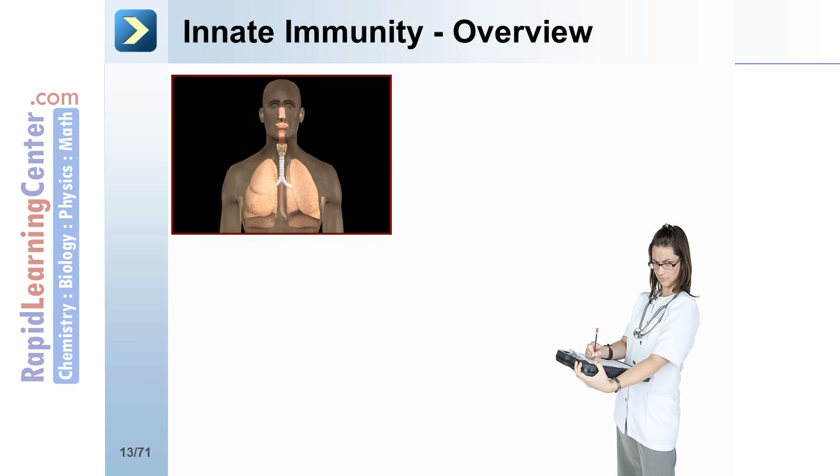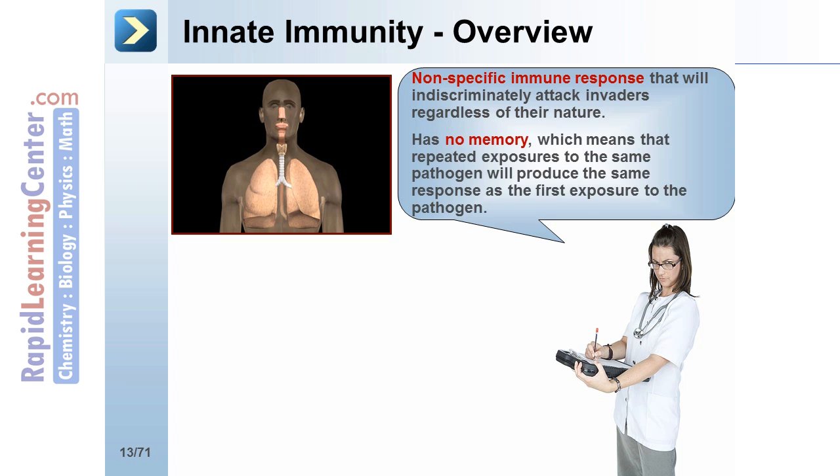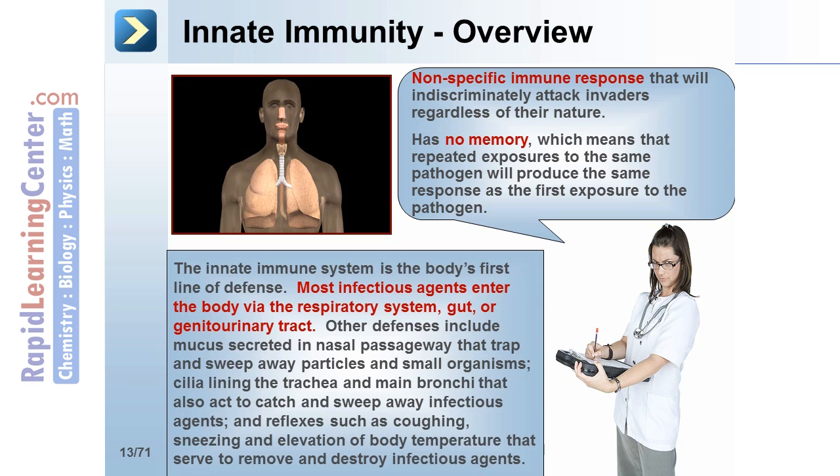Now let's take a closer look at these two branches of the immune system. Innate immunity is a nonspecific immune response that will indiscriminately attack invaders regardless of their nature. Innate immunity has no memory, which means that repeated exposures to the same pathogen will produce the same response as the first exposure to that pathogen.